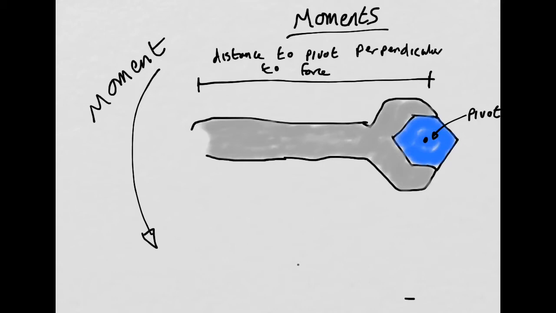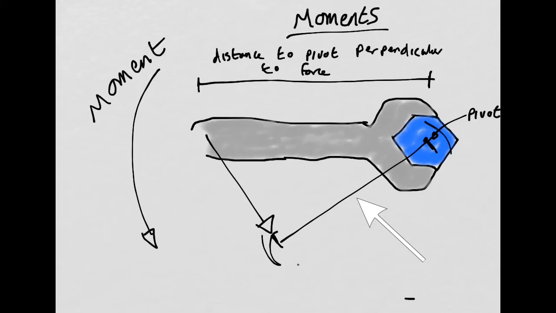So, for example, if I changed the angle of the force, in this case, if I change the angle now to this angle, now it's perpendicular. Now the distance that I'm going to use is going to be perpendicular to the force, which is going to be this distance. Notice that this distance here is significantly smaller than this distance here. So it's essentially like turning a shorter spanner.